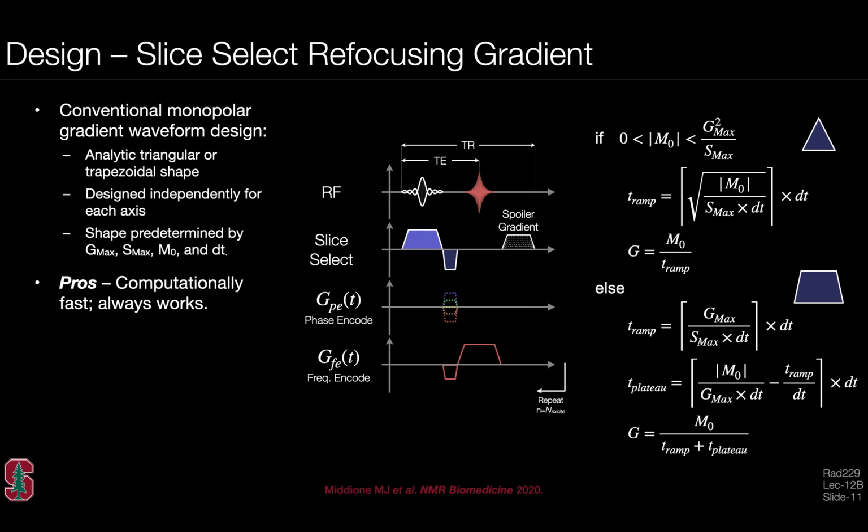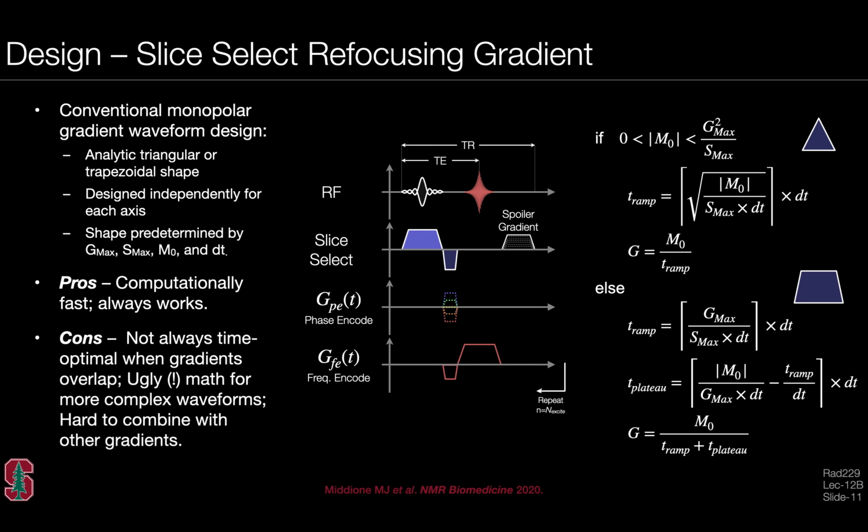So the pros of this kind of pseudocode approach here, which I would call an analytic approach because we can describe it precisely, is that it's computationally fast and it's essentially always going to work. The cons are that it's not always time optimal, especially when these gradients perhaps overlap with other gradients. And we'll look at some interesting examples later, but you can imagine that the slice select refocusing gradient, the phase encoding gradients, and the readout pre-phasing gradients are all overlapping.